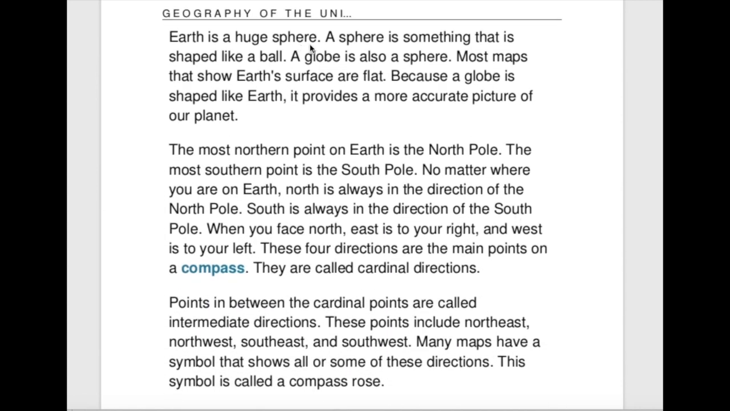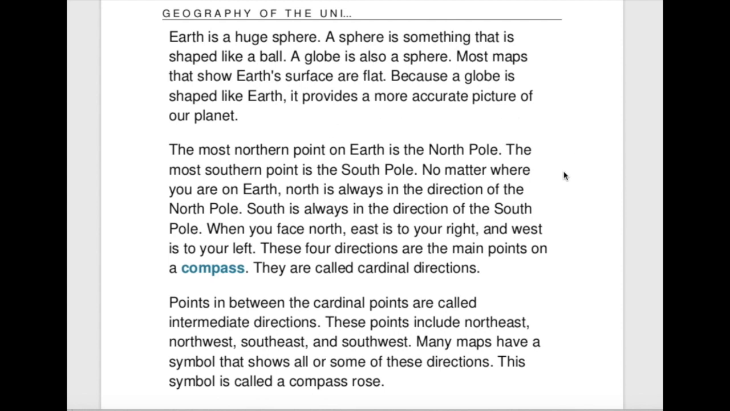Earth is a huge sphere. A sphere is something that is shaped like a ball. A globe is also a sphere. Most maps that show Earth's surface are flat. Because a globe is shaped like Earth, it provides a more accurate picture of our planet.